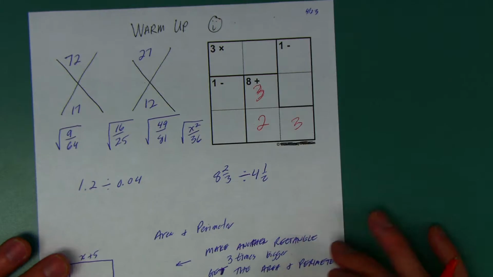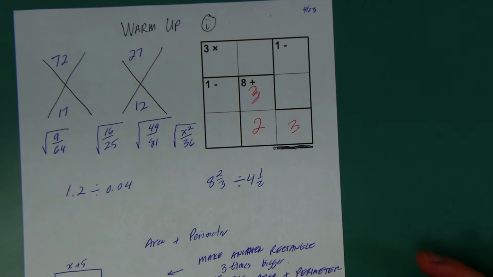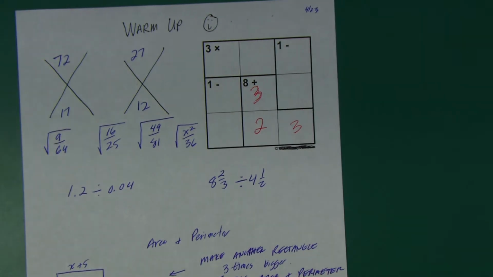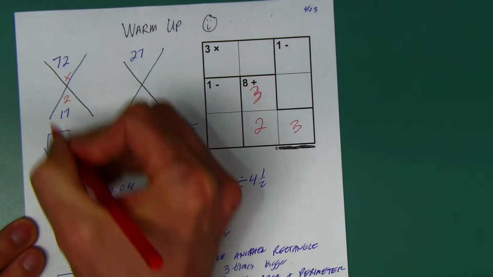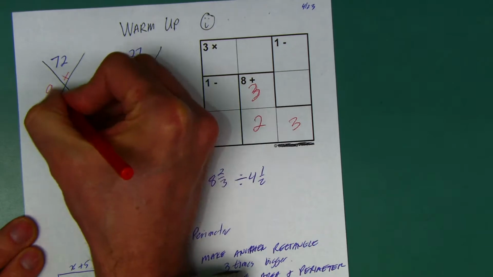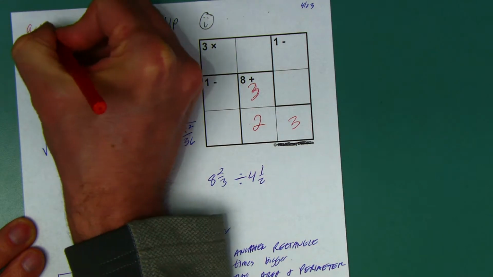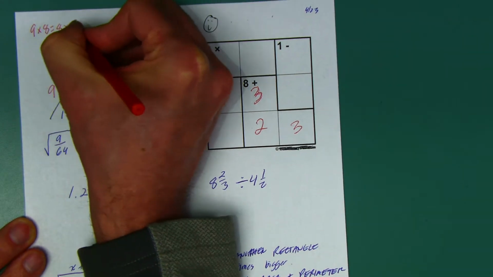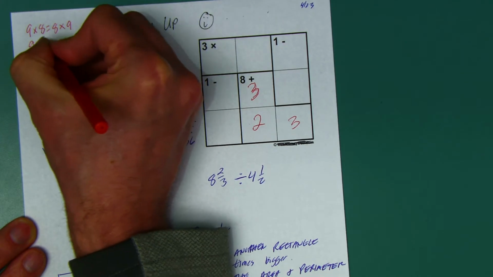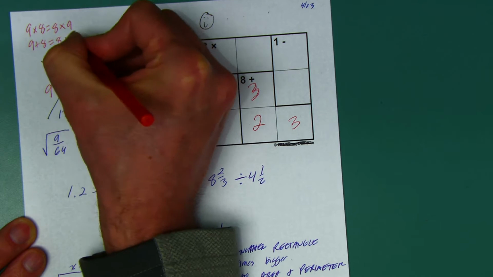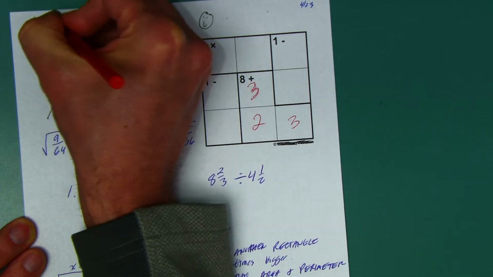All right, let's see what we got here. We have a product of 72 with a sum of 17. What two numbers fit the bill there? Well, that's going to be an 8 and a 9 or a 9 and an 8. Now, remember that 8 times 9 is equal to 9 times 8, and 8 plus 9 is equal to 9 plus 8, and that's what we call commutative.